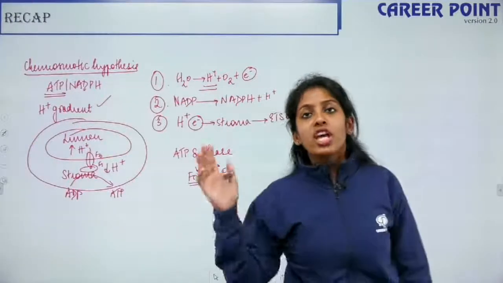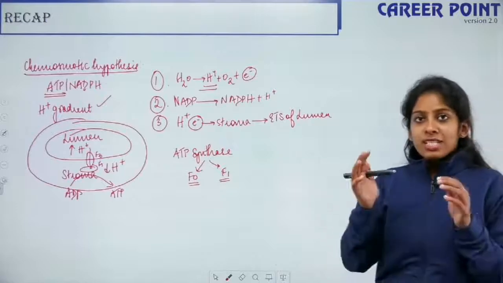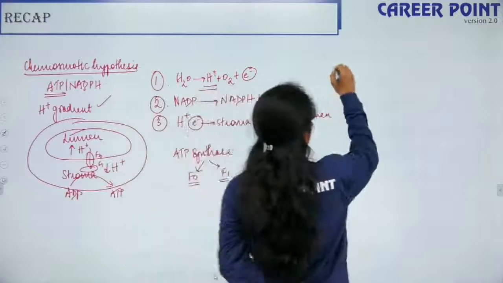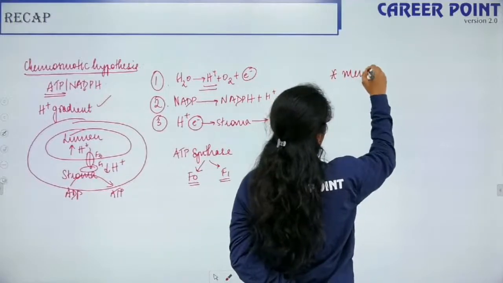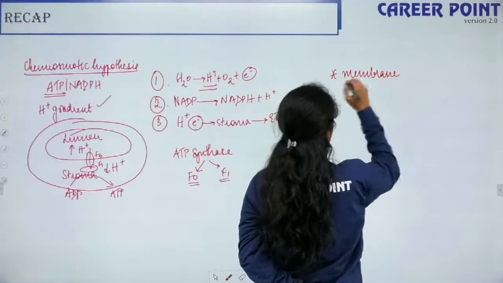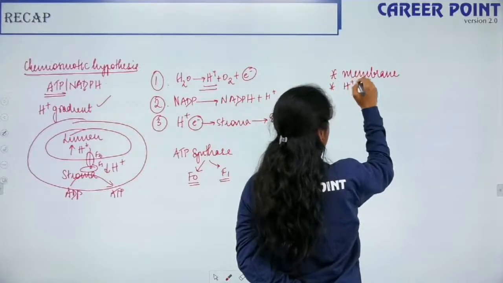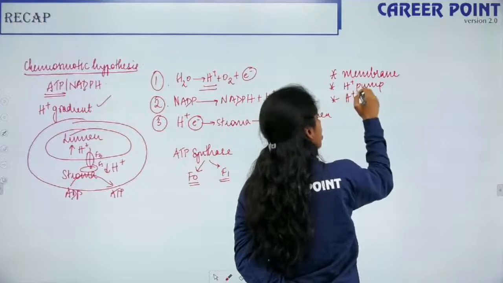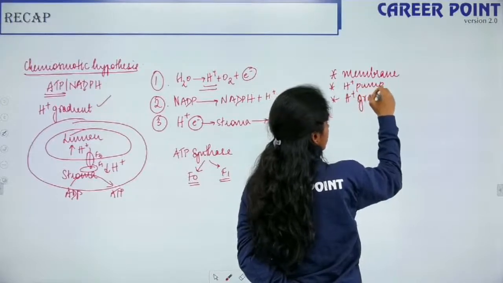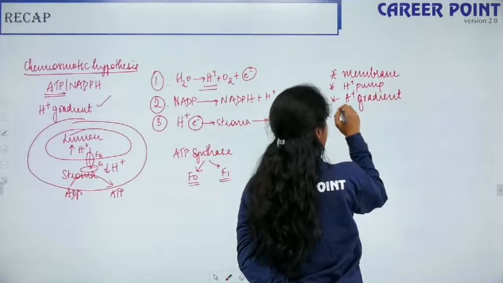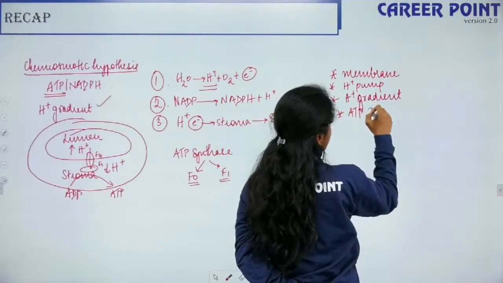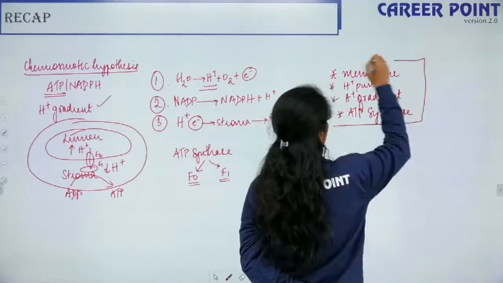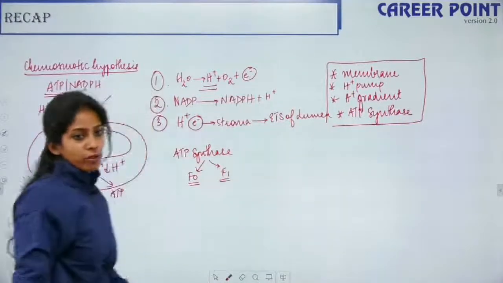Much in a similar way, your NADPH is produced. Thus, for the production of ATP, you need a membrane, right? So this happens across a membrane. Number two, you need a proton pump so that you have more concentration of protons. Then you need a proton gradient. And then at the end you need an ATP synthase complex. So these are the requirements for the production of ATP according to your chemiosmotic hypothesis.